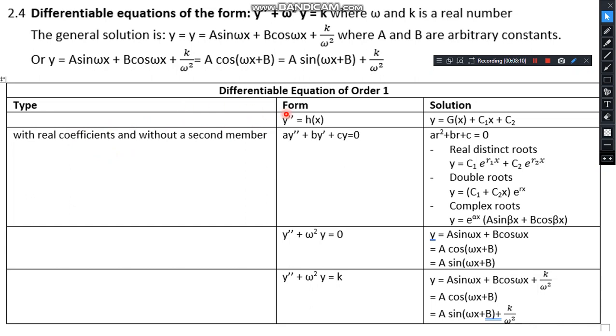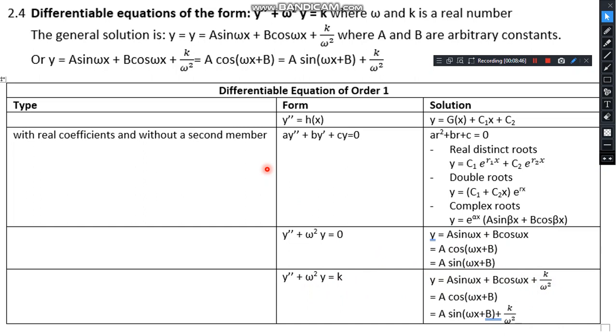So these are the types of differential equations of order 2 only. You need to memorize them. If you have y'' = h(x), this is separable, you integrate twice. If you have that form, you do the second degree: ar^2 + br + c. If you have two real distinct roots, you write it in this form. If you have a double root, you write it in this form. If you have complex roots, you write it in this form. If you have the w form, it's either this one or that one or that one. You need to know the three. And if it's equal to k, it's the same as above plus k over w^2.